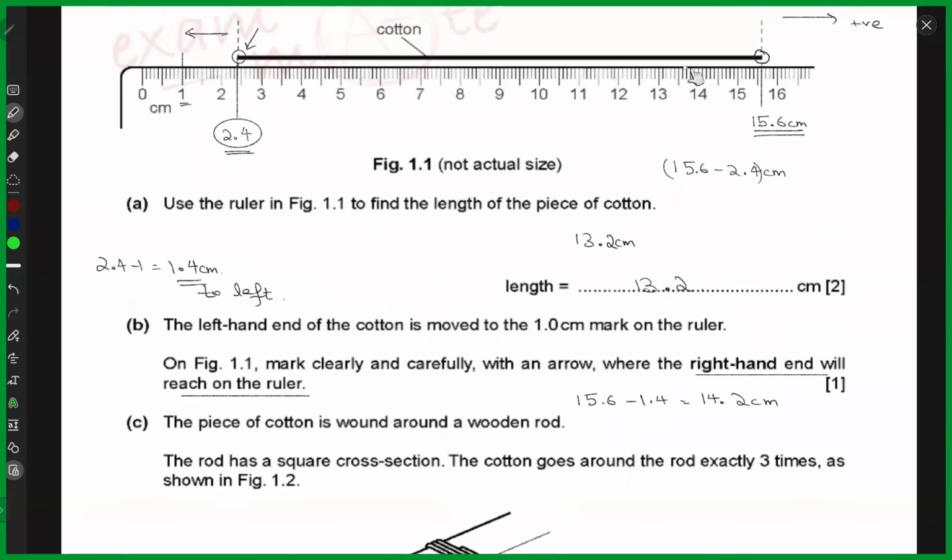So the mark I should put is on this one, on this side. This is my mark, 14.2 centimeters. Right here. So the right end will be at this point. Is that clear for everyone else as well?